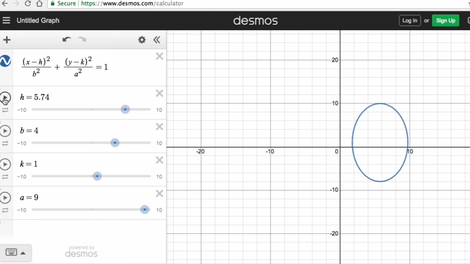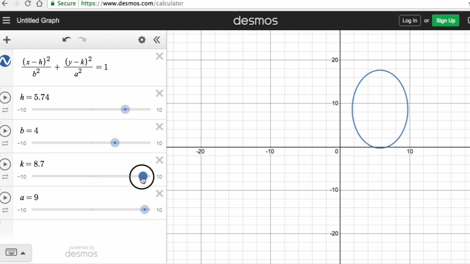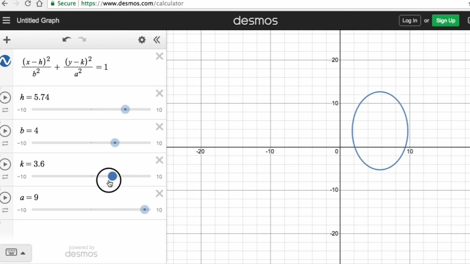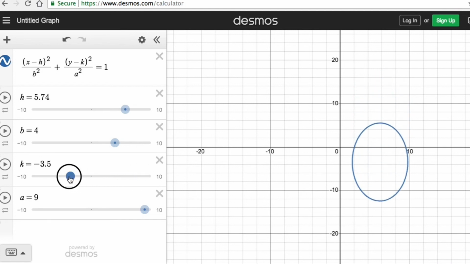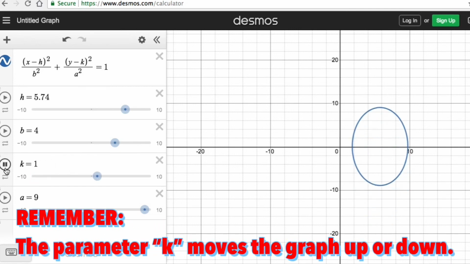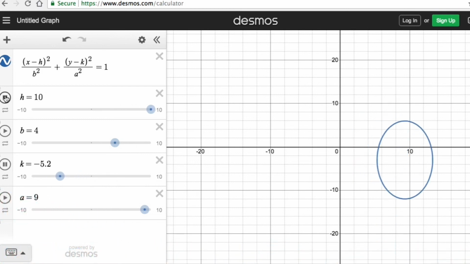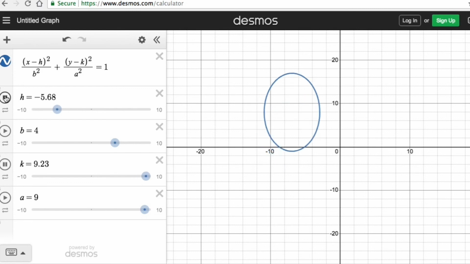Now let's look at the effects of k on the graph of an ellipse. So if I change the value of k here, that moves the ellipse up. And if I do it the other way, I reduce the value of k, then that moves the ellipse down. We can therefore say that the effect of k on the ellipse is that it moves the ellipse up or down. So these are the effects of h and k on the graph of an ellipse.